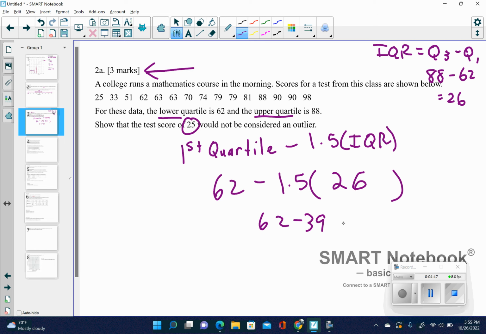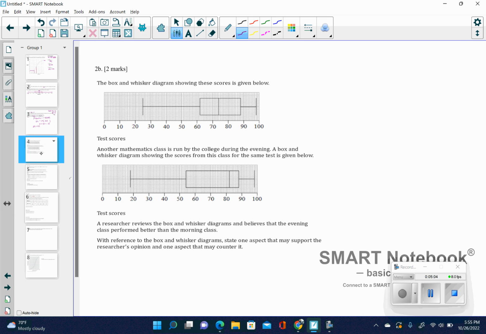62 minus 39 is equal to 23. So if it's lower than 23, it would be considered an outlier since 25. So all you have to write for this is since 25 is higher than 23, it is not an outlier. Okay, that's what you need to actually write. It says show, so that is demonstrating it.